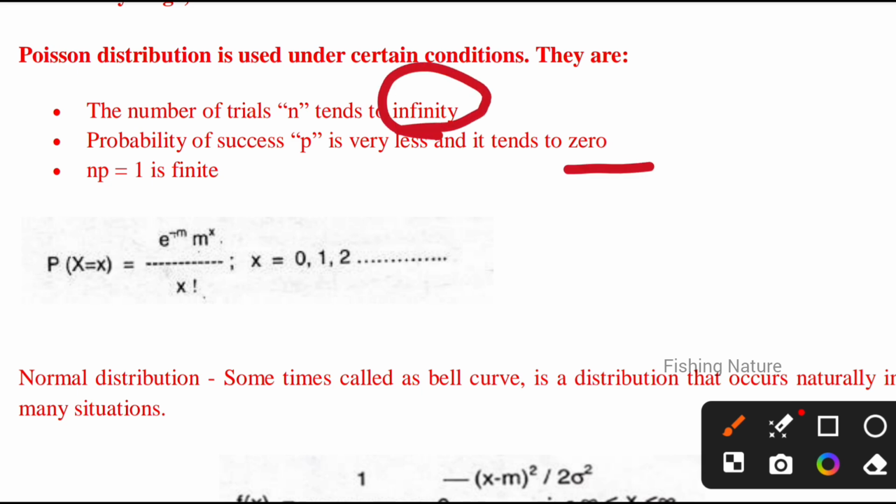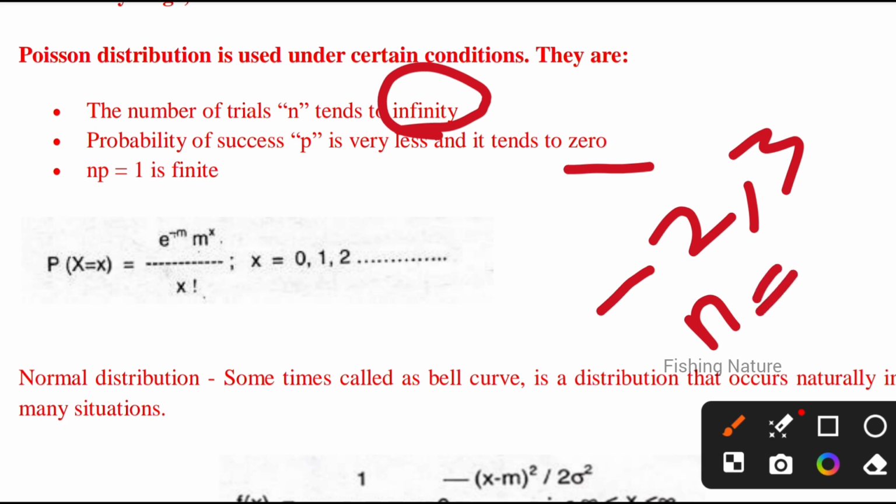In binomial distribution, both values are near to the same, like 2 and 3. But here n equals infinity, meaning it is more than any number, and p is very small, like 0. It is a Poisson distribution.